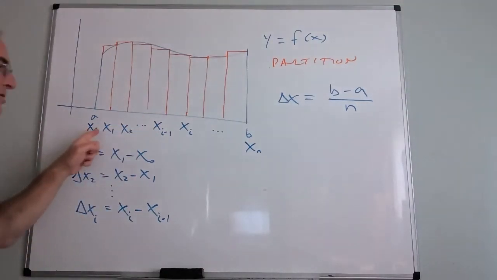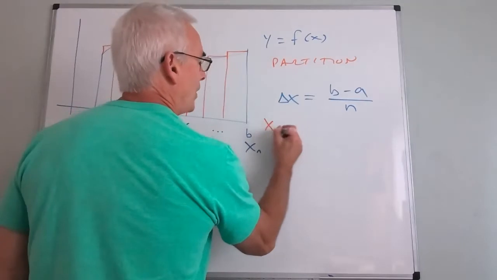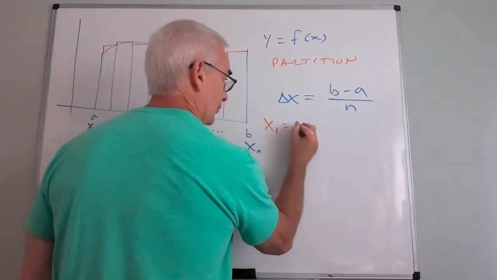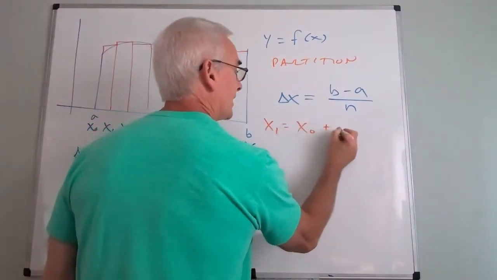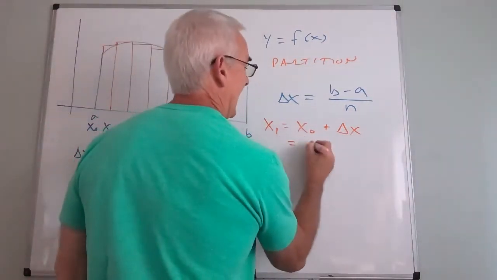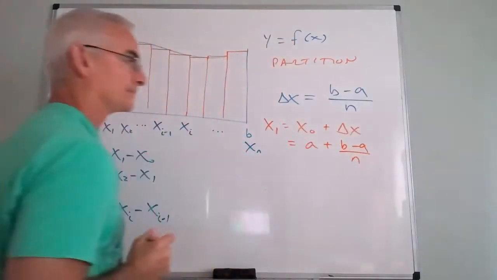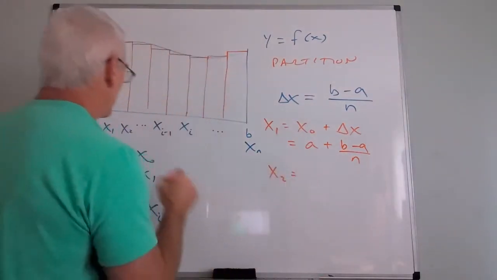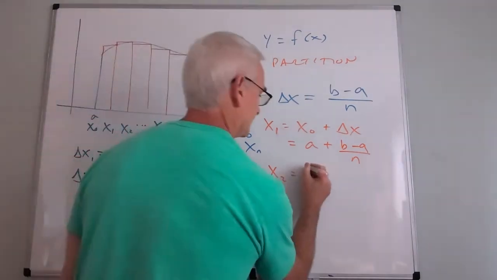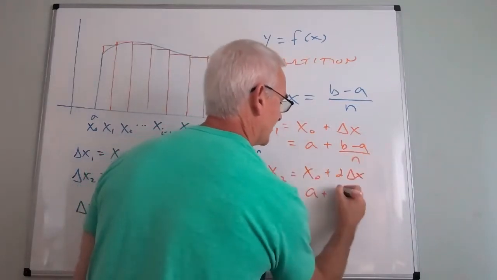Now, I want to go back and describe all of my x's in terms of this. So x1 clearly is equal to x0 plus delta x. In this case, that would be a plus b minus a over n. So then what would x2 be? Well, x2 would be x0 plus 2 delta x's, which would be a plus 2 of these.